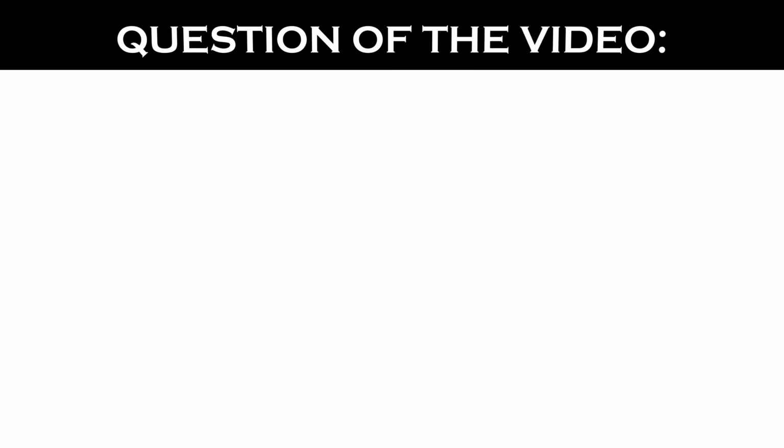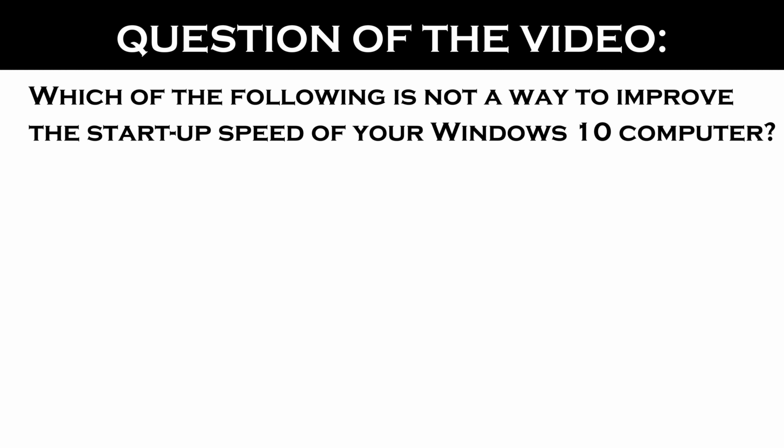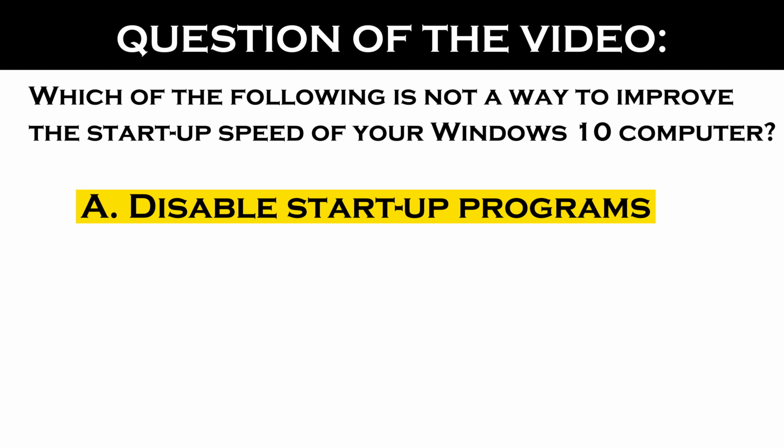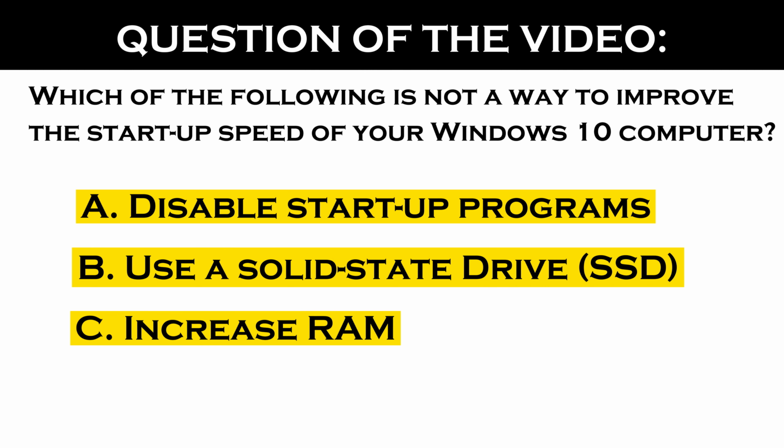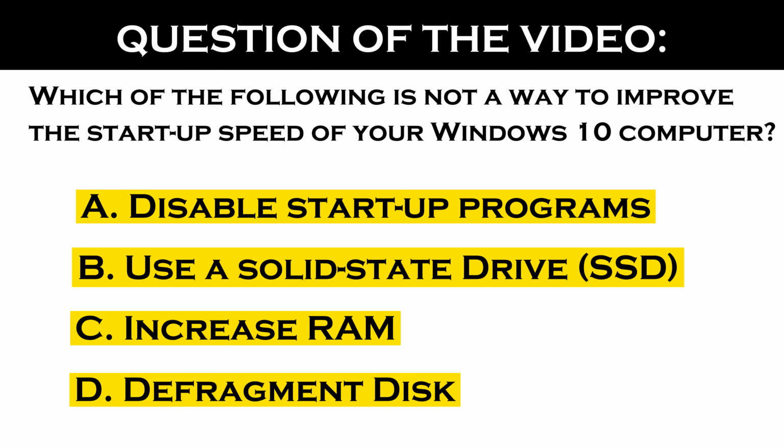But first, I have a question for you. So today's question of the video is, which of the following is not a way to improve the startup speed of your Windows 10 computer? The options are: option A, disable startup program; option B, use a solid state drive SSD; option C, increase the amount of RAM in your computer; and option D, defragment your hard drive. If you know the answer, let me know in the comments below. I'll tell you the right answer at the end of the video.